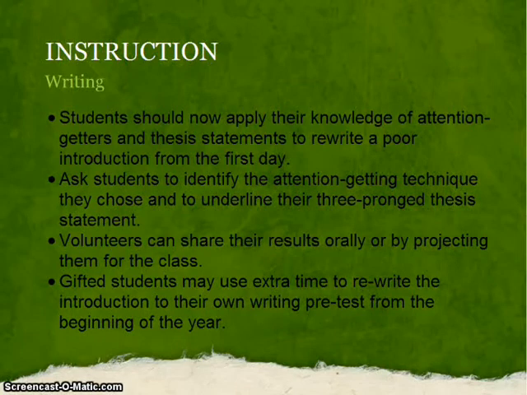Students should now apply their knowledge of attention getters and thesis statements to rewrite a poor introduction from the first day. Ask students to identify the attention-getting technique they chose and to underline their three-pronged thesis statement in their writing sample. Then volunteers can share their results either orally, reading them, or by projecting them up on the board for the class to read. Gifted students may also use extra time to rewrite an introduction from their own writing pre-test from the beginning of the year.